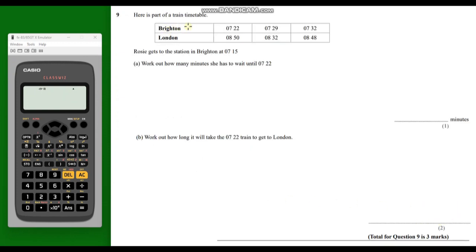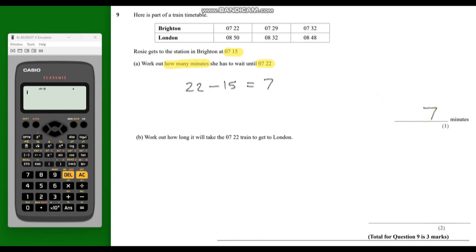Question 9. Here is part of a train timetable. Rosie gets to the station in Brighton at 07:15. Work out how many minutes she has to wait until 07:22. Right, so you can see that the hours are exactly the same. It's 7 o'clock in the morning, but she gets to the station at 15 minutes past 7, and she has to wait until 22 minutes past 7. So to work out how long she has to wait, we could just do 22 minus 15. And 22 minus 15 is 7, so she only has to wait 7 minutes, not too long.